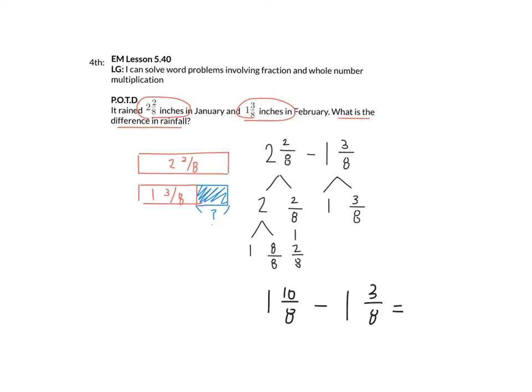1 minus 1 is 0. So then 10/8 minus 3/8 is? What would our units be? So the difference is 7/8 of an inch.